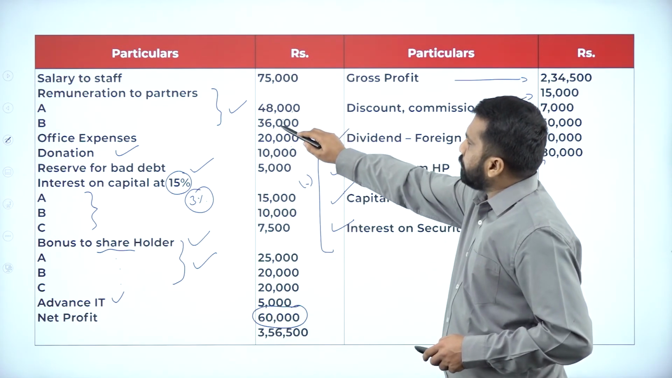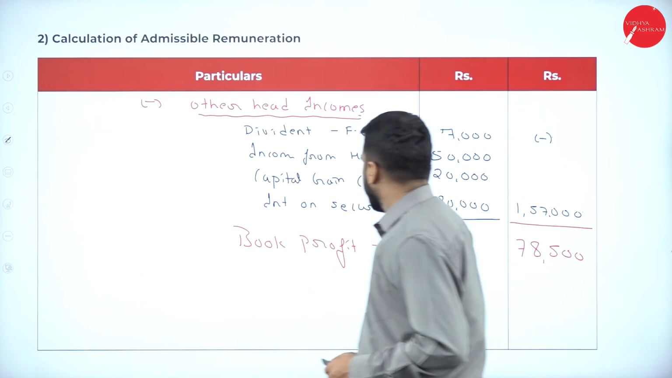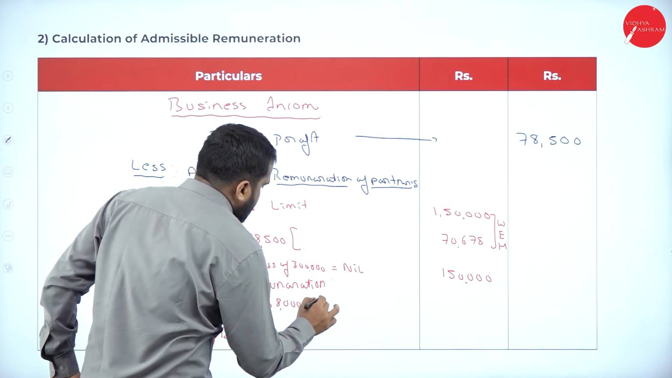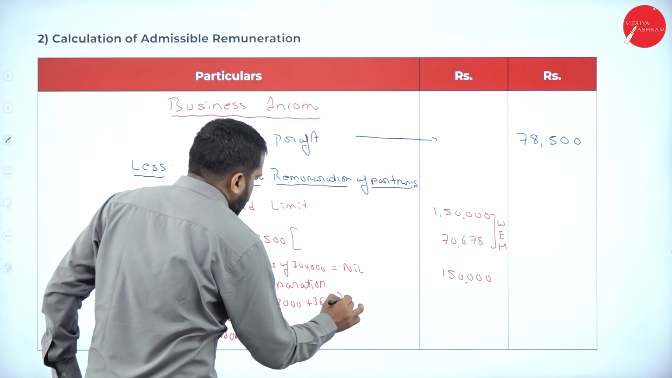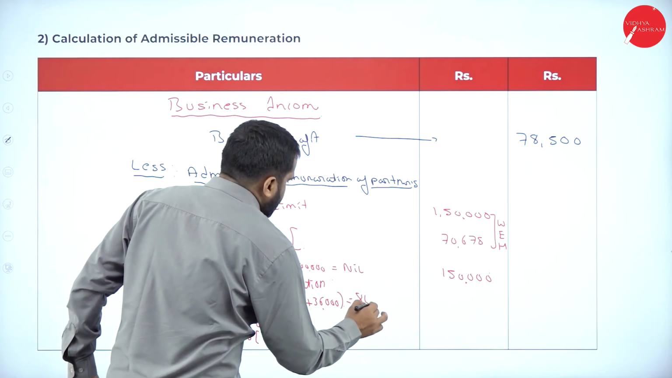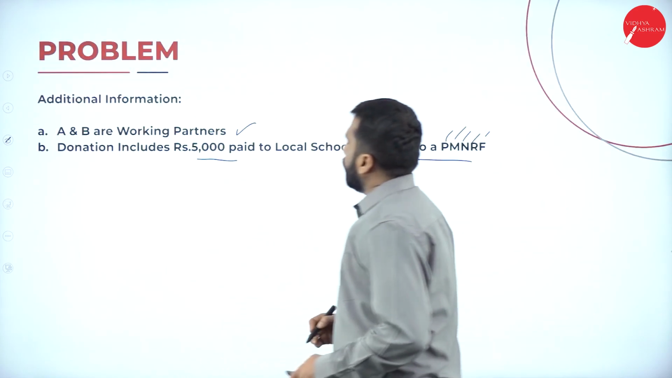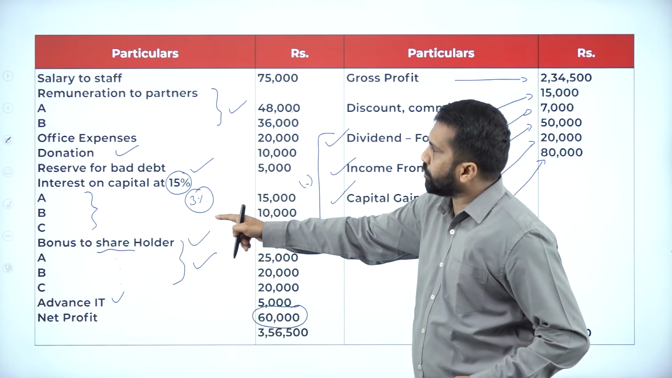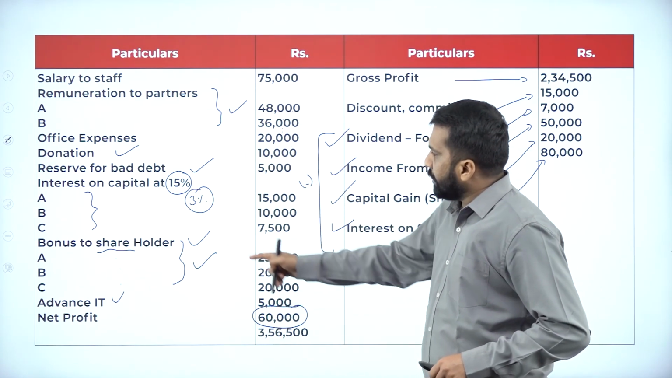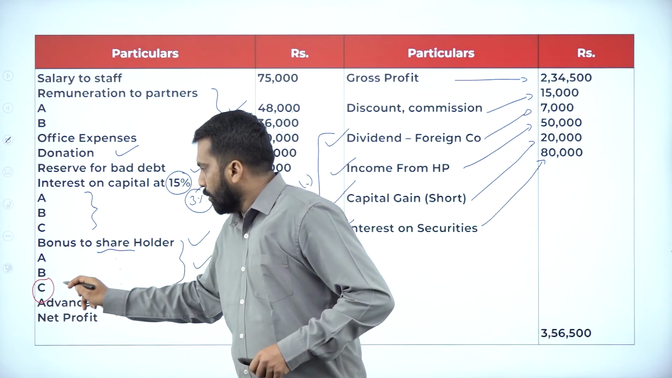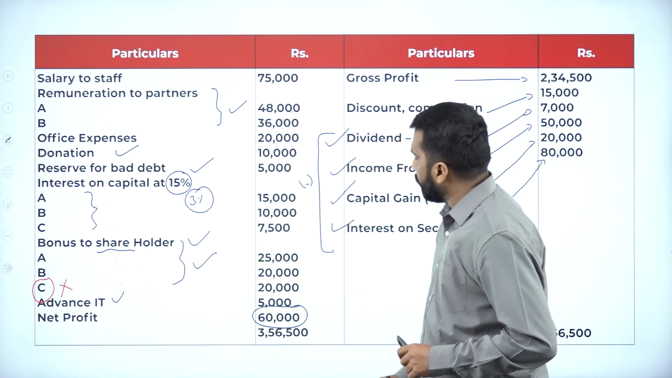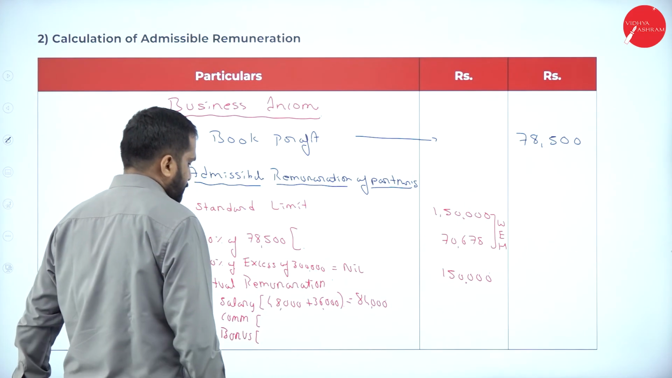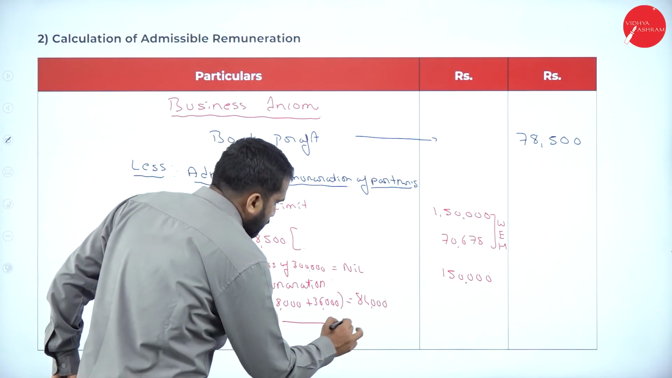Now, 48 plus 36, your remuneration, 48,000 plus 36,000. So almost 84,000. Now, after that, what is your interest? We are not supposed to take. And do we have commission? No. Do we have bonus? Yes. Can we take C? No. Why? Because he is not working partner. So take 25,000 and 20,000. Bonus. So this is nil.